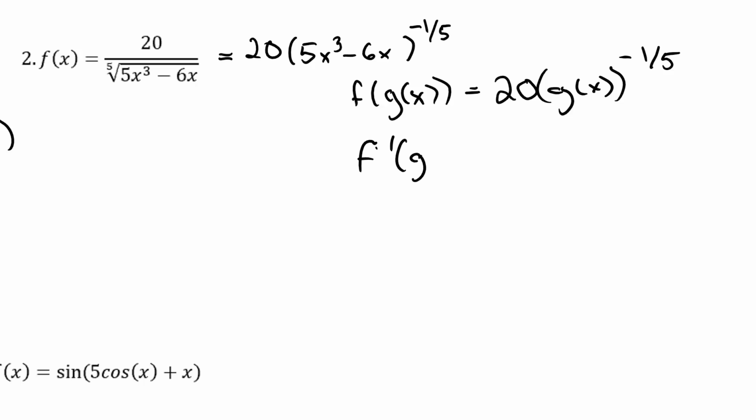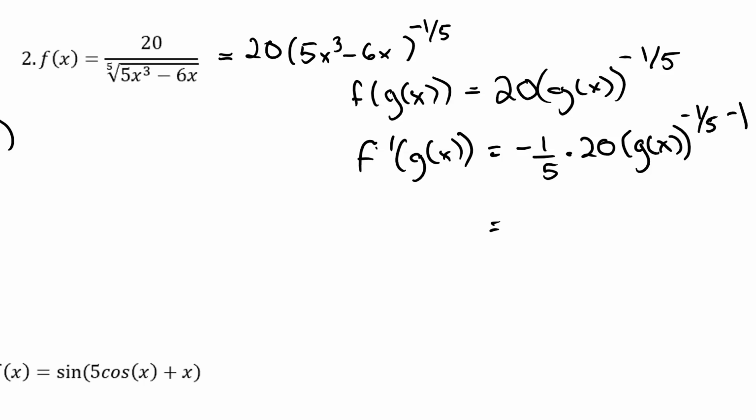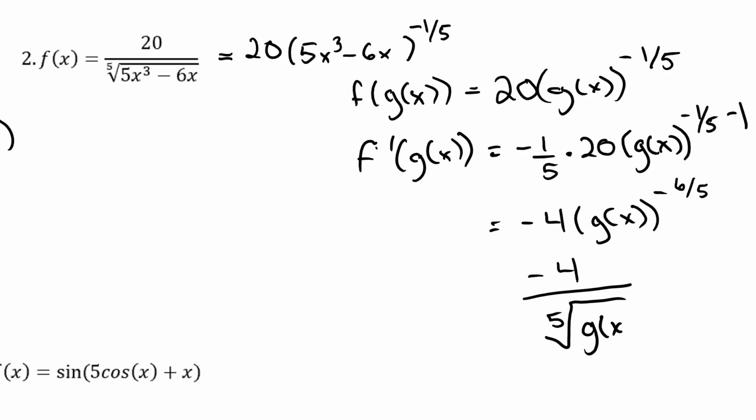The derivative of which is negative 1/5 times 20 g of x to the negative 1/5 minus 1, or negative 4 g of x to the negative 6/5, or negative 4 over the 5th root of g of x to the 6th. So that's the derivative of our outside with the inside remaining the same.